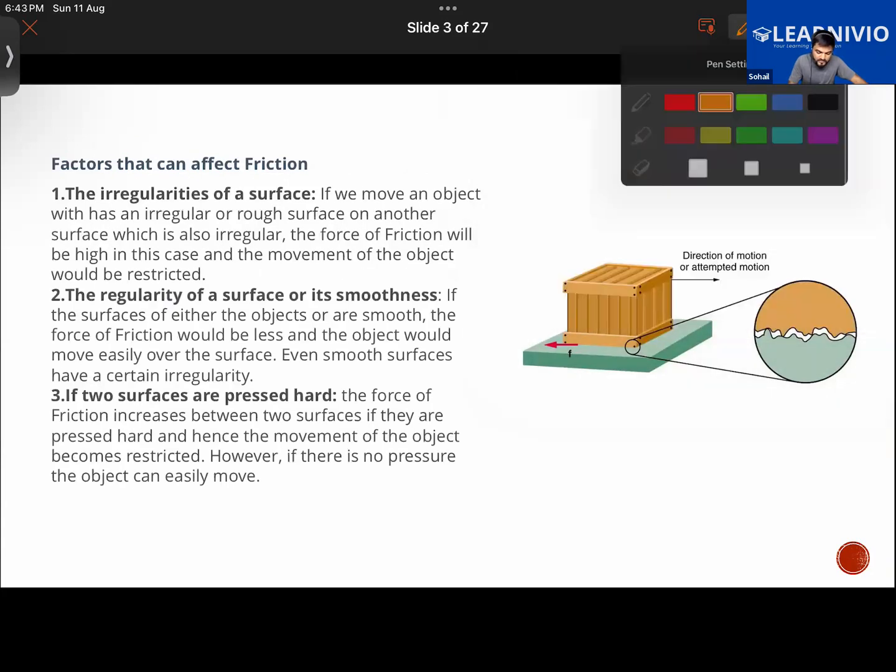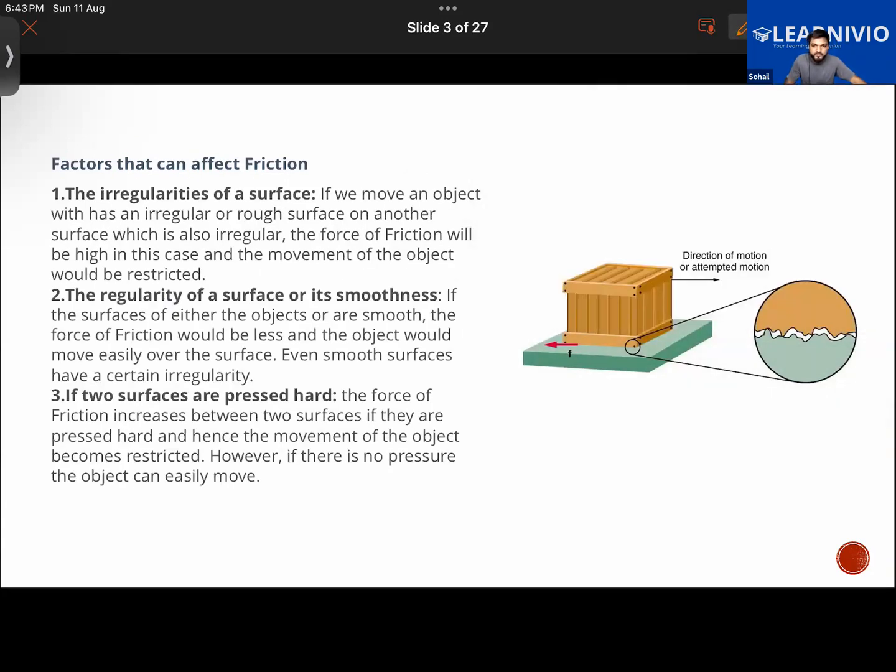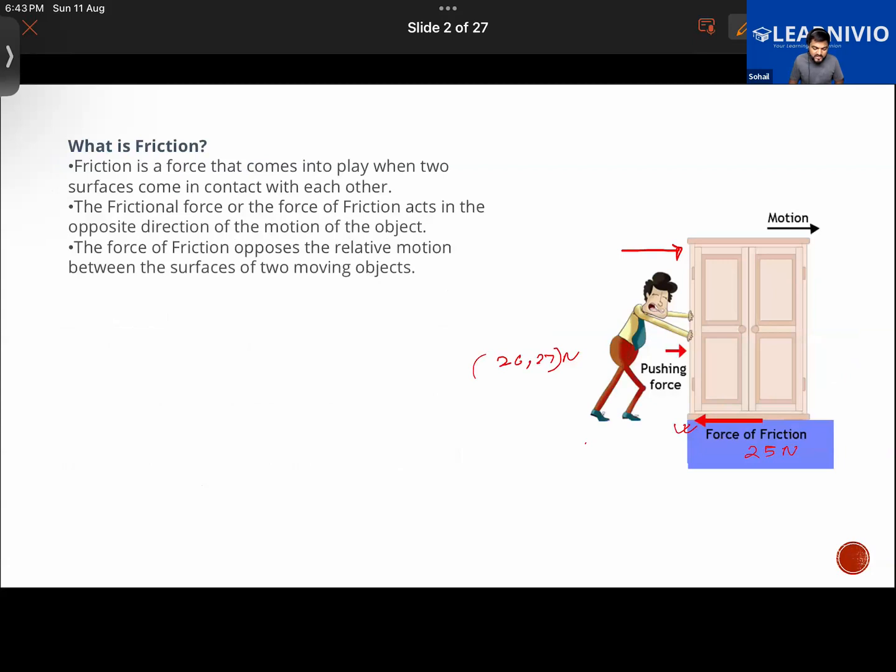If the person applies the same 25 Newton, what will happen? In that case, the forces will be balanced. Both forces will cancel each other out and the object will not move. Remember, in the chapter Force and Pressure, we learned about balanced and unbalanced forces. So here also the applied force is 25 Newton, and the friction force is also 25 Newton. The net resultant force will be 25 minus 25 Newton, that is 0. So the object will not move. So the person has to apply a force greater than 25 Newton, for example.